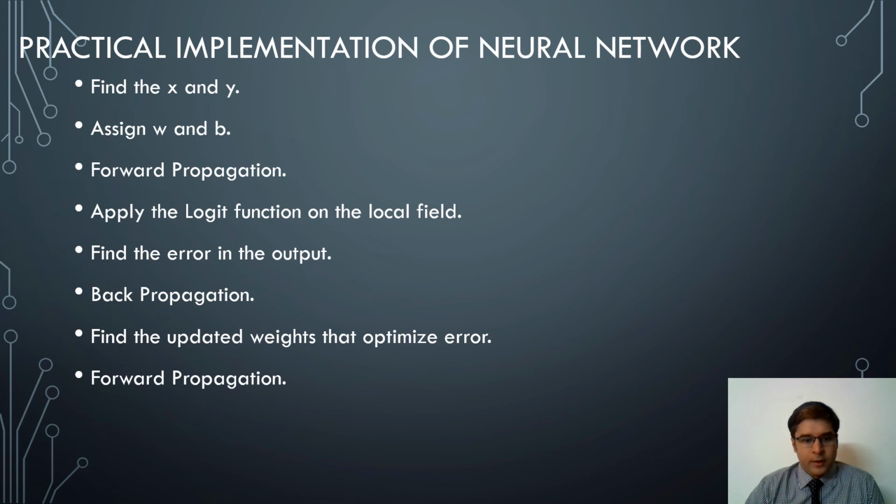and find the updated weights that optimize error. So after back propagation we make the system learn so that it can update the weights so that error is minimized and it gets the desired output. Then again we repeat the same process, that is forward propagation, and apply the logit function on the local field and find error in the output, and again back propagation until we get the final output to be y.